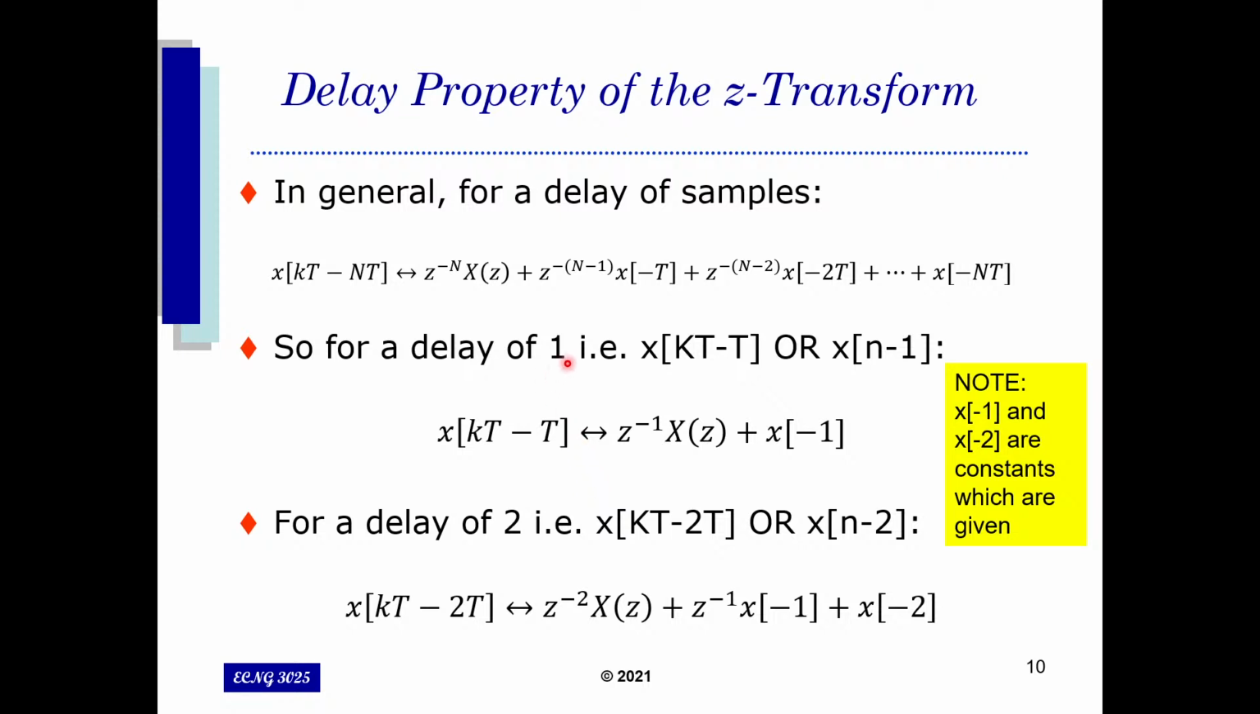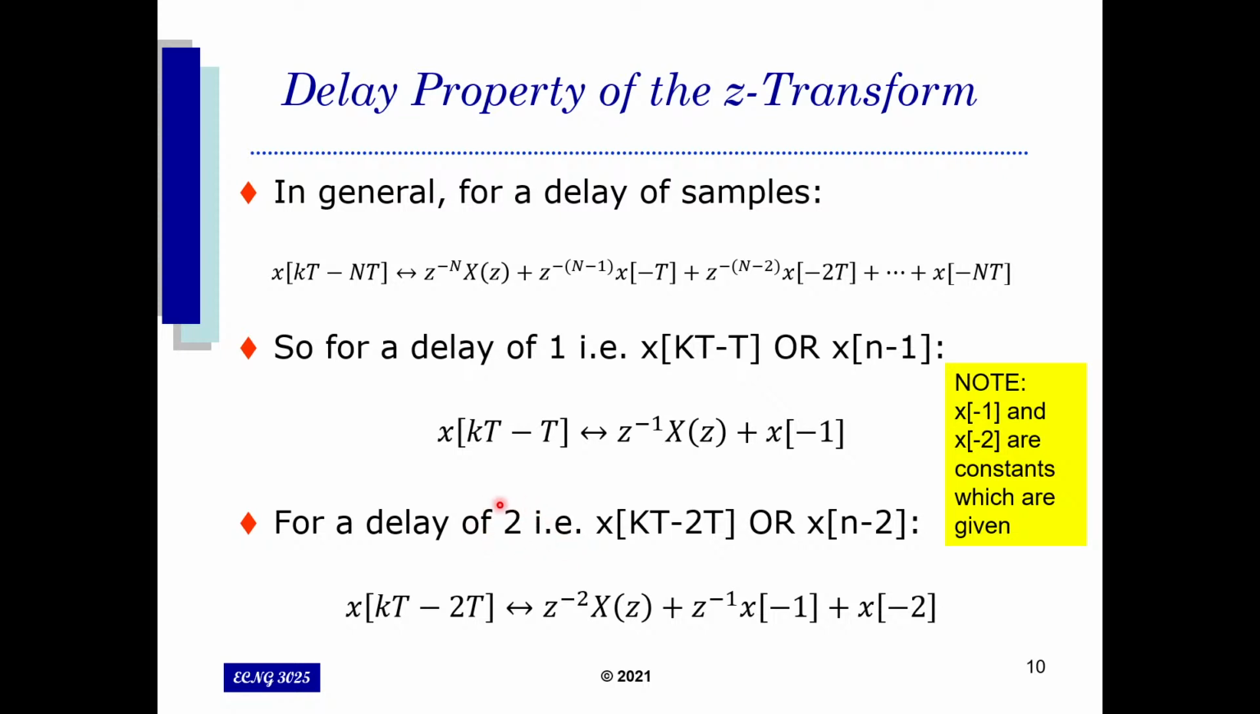So when we have a delay of 1, being x of kT minus T, or x of n minus 1, the equivalent transform for this is going to be z to the negative 1 of X of z plus x of minus 1. And this x of minus 1 here is going to be a constant, which is going to be given to you at the start of the problem.